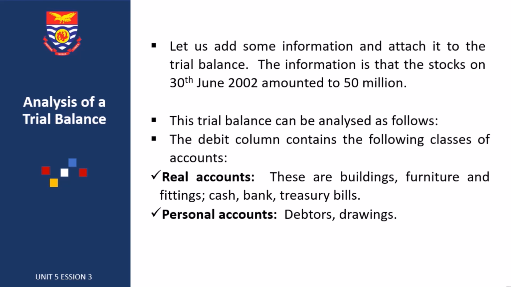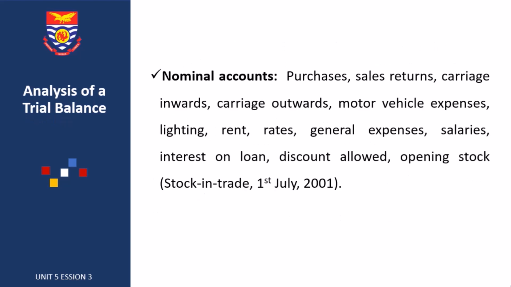This trial balance can be analyzed as follows. The debit column contains the following classes of accounts. Real accounts, for example, the buildings, furniture, fittings, cash, bank, treasury bills, and the personal accounts, trade receivables or debtors, and drawings. The nominal accounts are made up of the purchases, sales returns, carriage inwards, carriage outwards, motor vehicle expenses, lighting, rent, rates, general expenses, salaries, interest on loan, discount allowed, and the opening inventory or the opening stock.